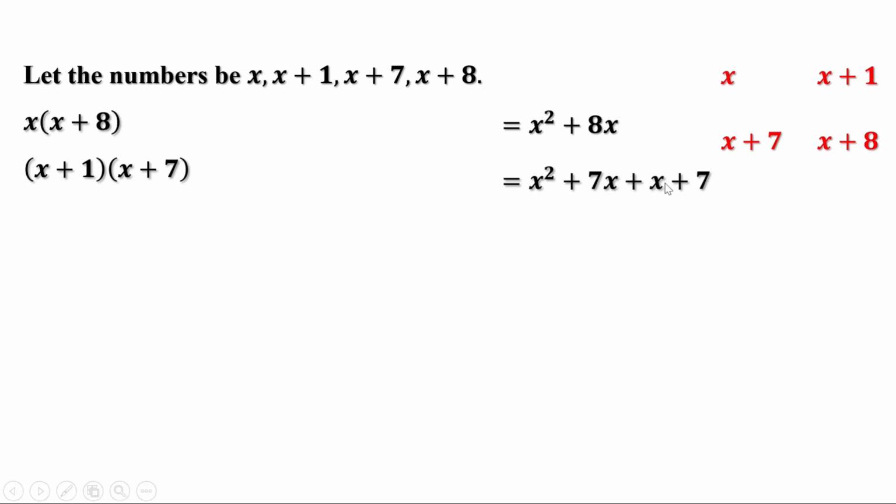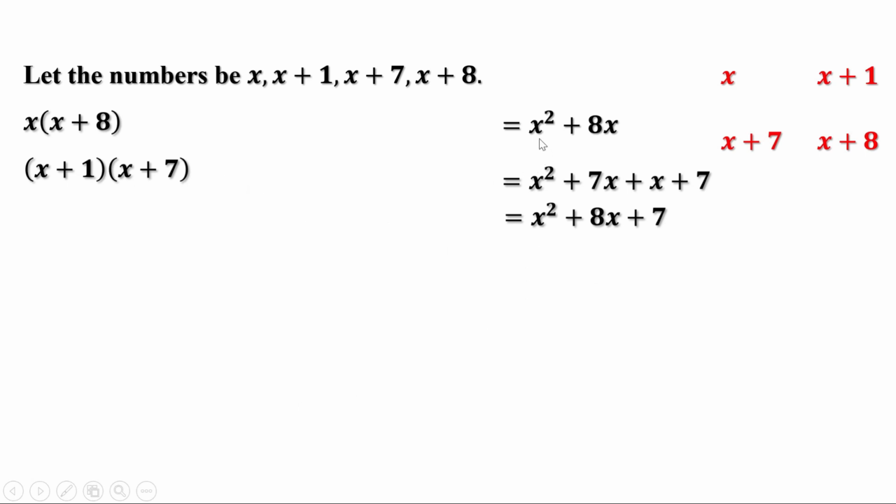Now 7x plus x means 7x plus 1x. So this is 8x. So we can simplify it as x square plus 8x plus 7. This contains x square. There is no other term containing x square, so we can write it as it is. 7x plus x is 8x. And there is only one number without variable, that is 7. So x plus 1 into x plus 7 is x square plus 8x plus 7.